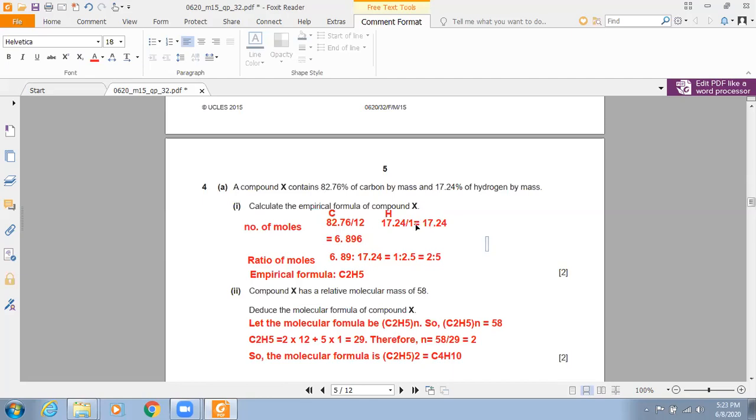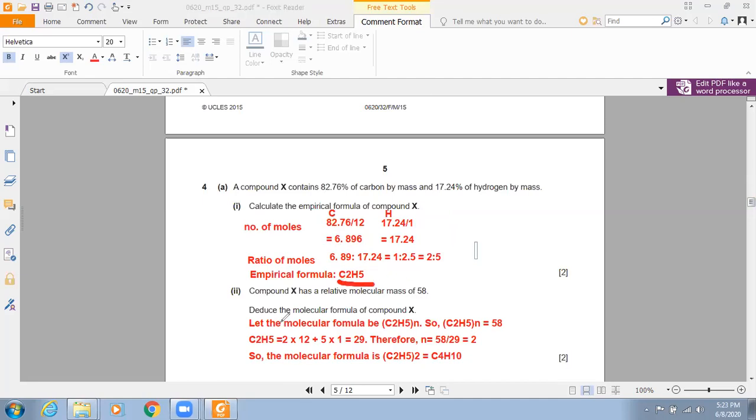Now the fact is you have to find the ratio of moles. So 6.89 is to 17.24. It is 1 is to 2.5. So we have multiplied both by 2 to get integers. So 2 is to 5. Therefore, the empirical formula is C2H5. I hope it is clear. Empirical formula is C2H5, correct?